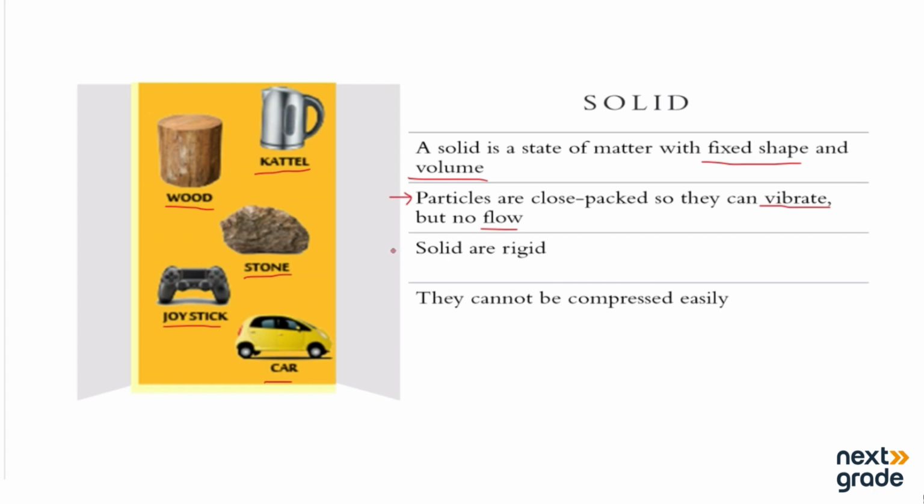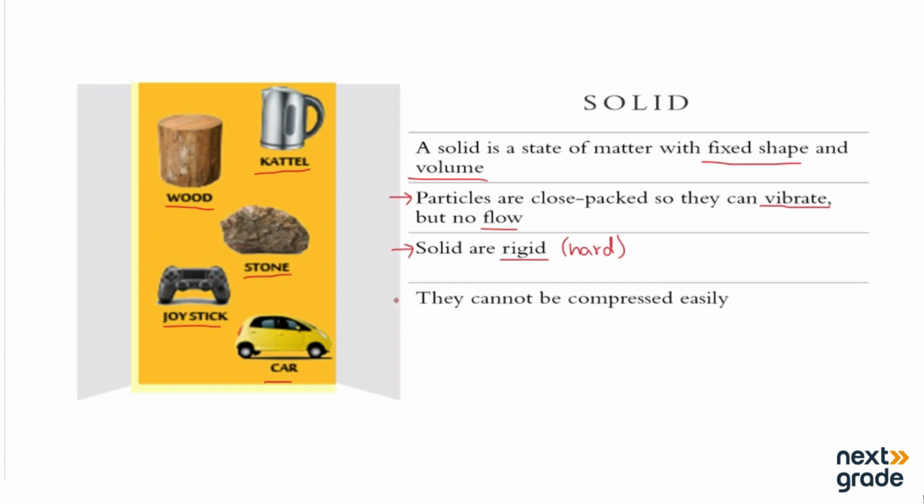So the third property is that solids are rigid. Rigid means वो बहुत सख्त होते हैं. They are hard. Okay, or you can say they are hard. You can actually touch it and you can actually hold it in your hand.